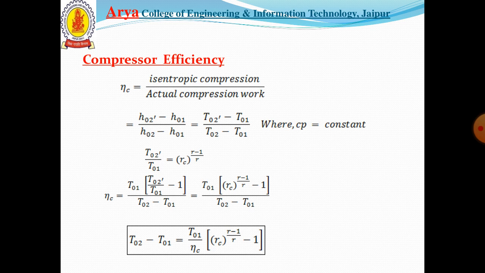Now the compressor efficiency eta C equals, by taking the T01 constant common, T02 dash upon T01 minus 1 upon T02 minus T01, and T01 into Rc to the power R minus 1 upon R, minus 1 upon T02 minus T01. Or we can say T02 minus T01 equals T01 upon eta C, the efficiency of the compressor, into Rc to the power R minus 1 upon R minus 1.